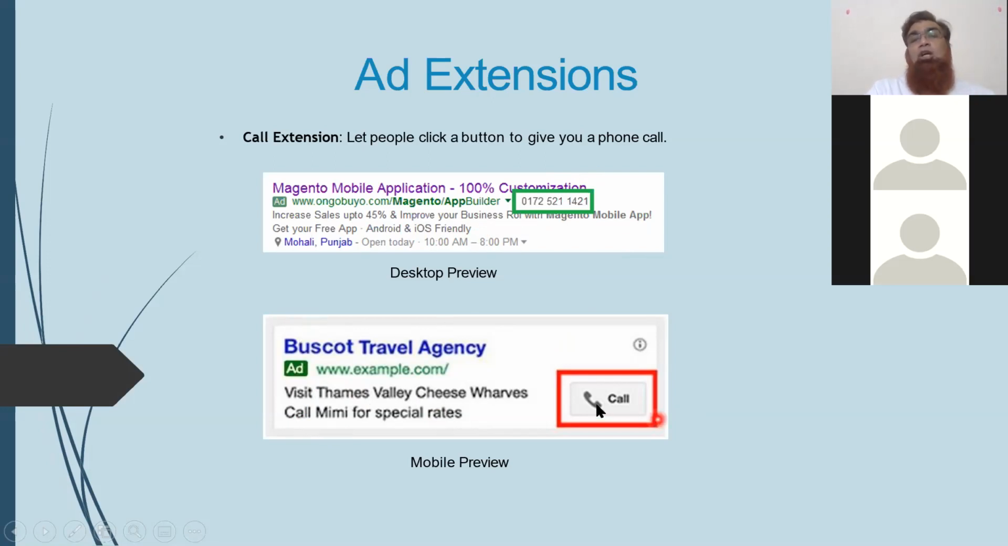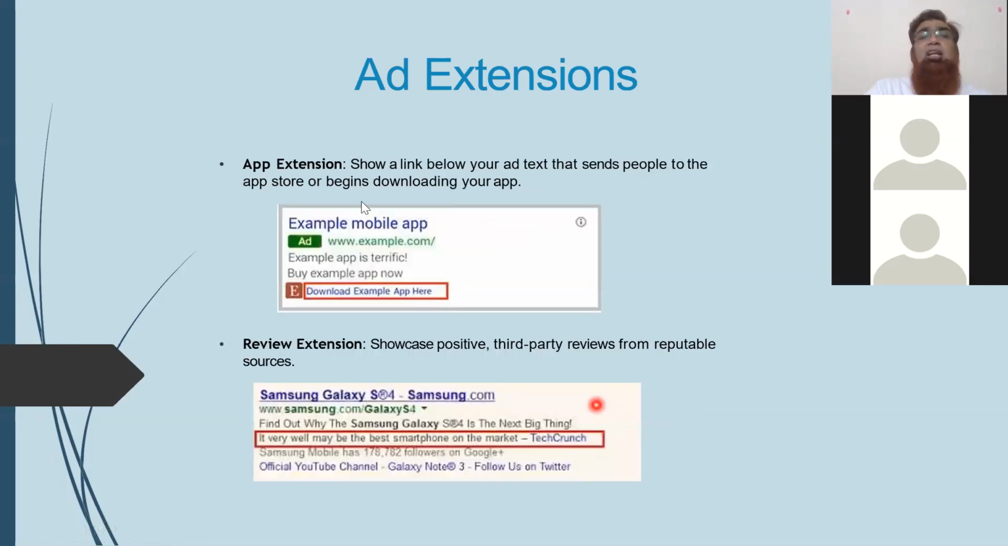So if someone clicks on call, it will directly connect you to the call option, and then it will get connected. Similarly, you have app extension. Along with your ad, if you have a mobile app available, you can put your mobile app extension over here, and then you can run the campaign as well, right? And then you can also have a review campaign.